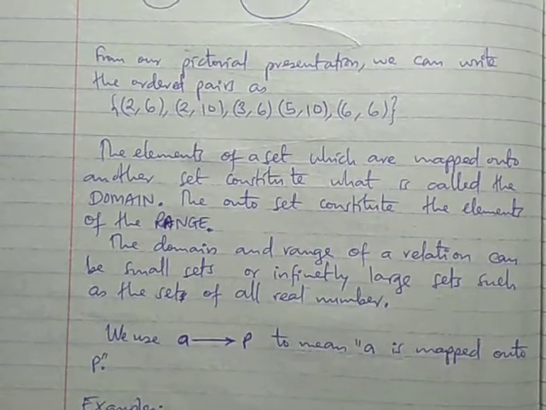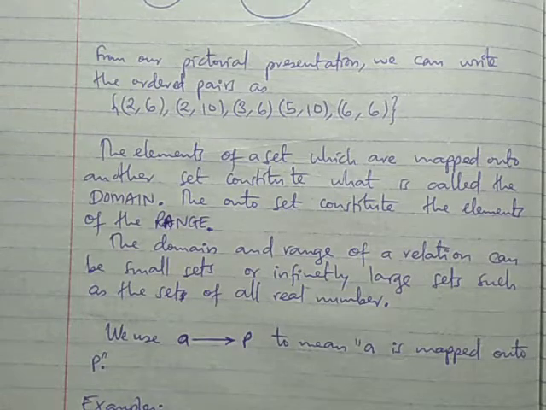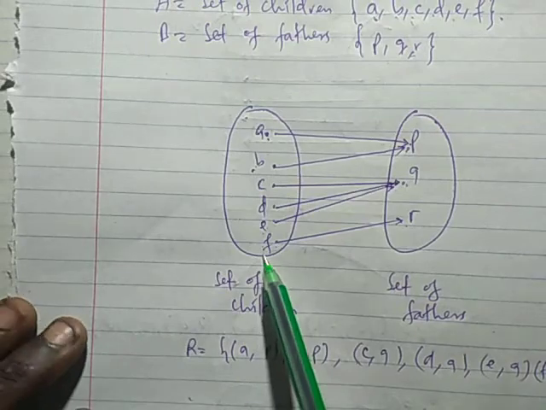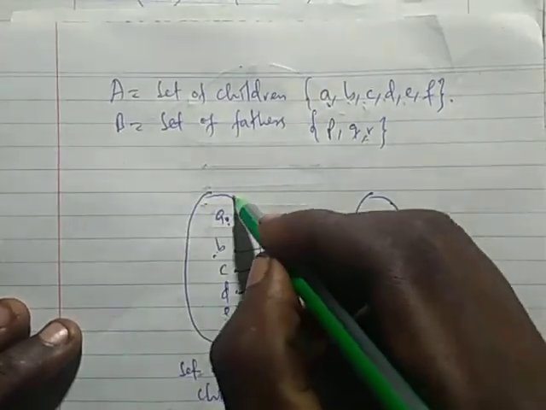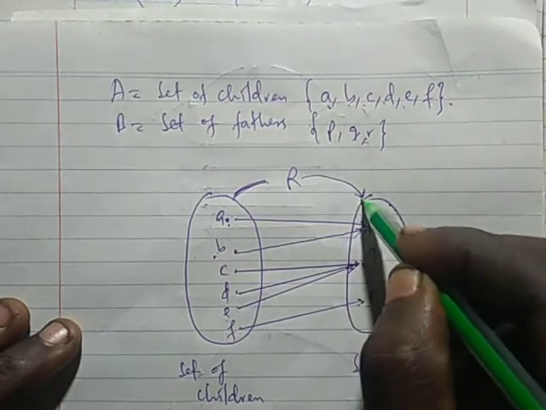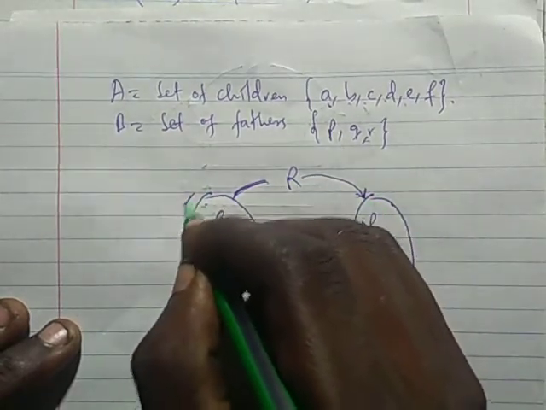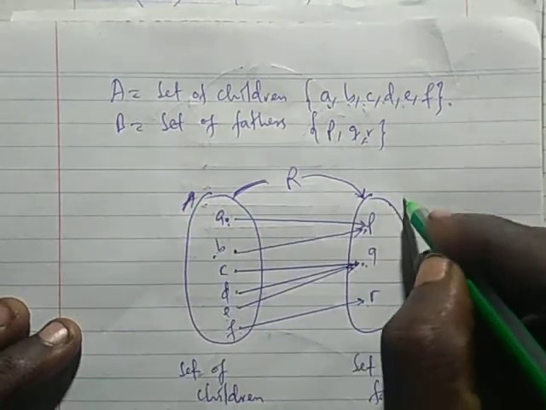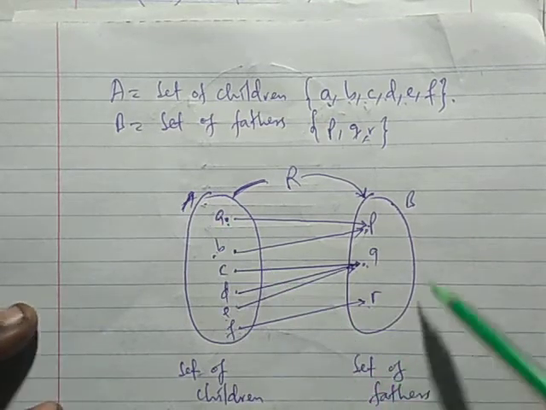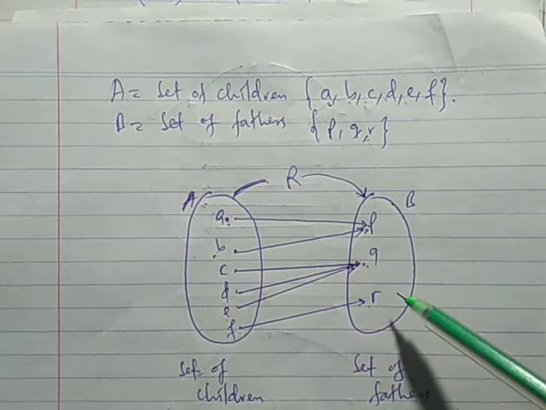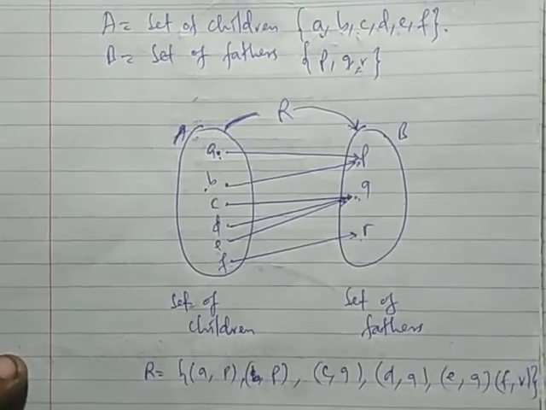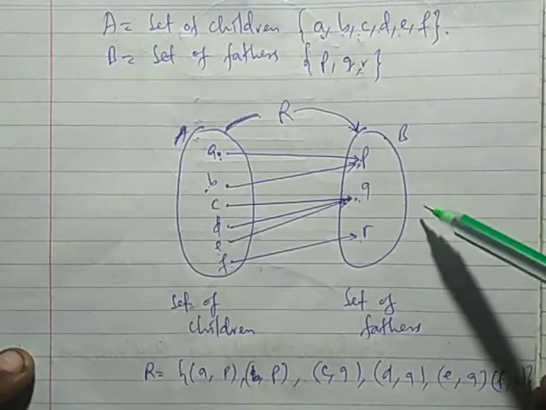Nikasema if we have, let's say, this pictorial presentation, then this will be set A of children and this is set B. Kwa hiyo element wa hii set A ambao tunaimap kwenda kwenye set B, our set A wanaitwa kama domain, wakati set B wanaitwa kama range. And sometimes set B wanaitwa kama image of a set.